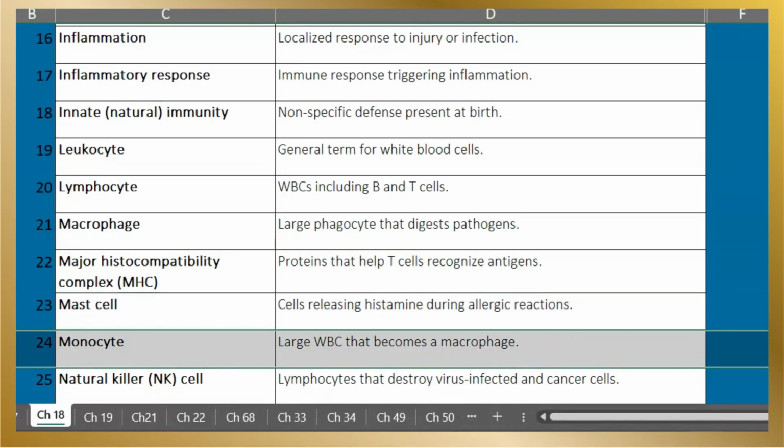The monocytes, large white blood cells that become a macrophage. So it's found in chronic inflammation.